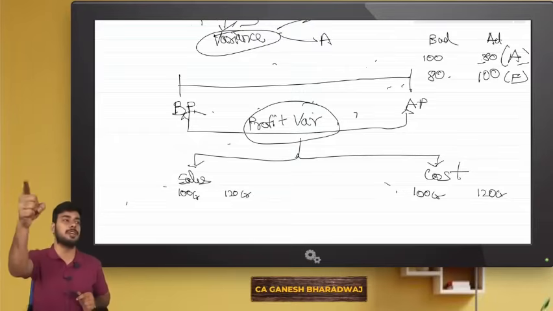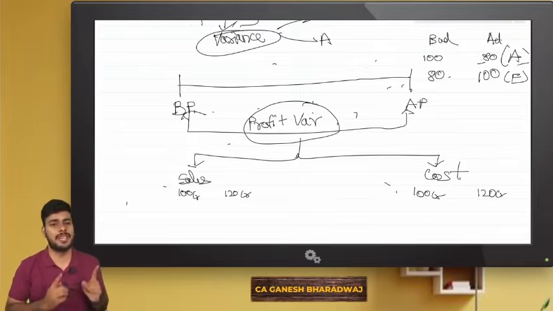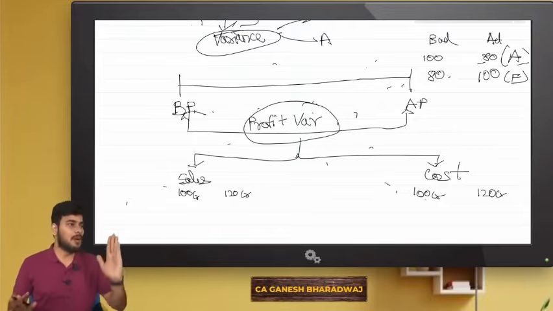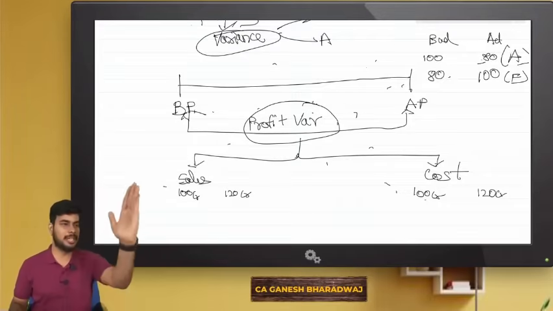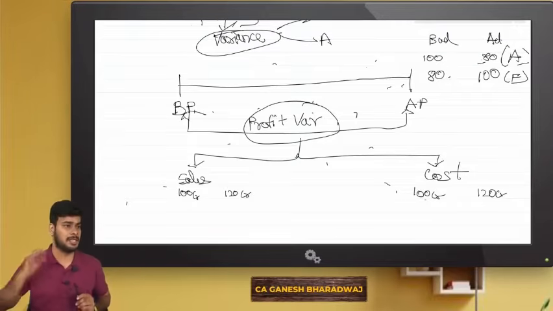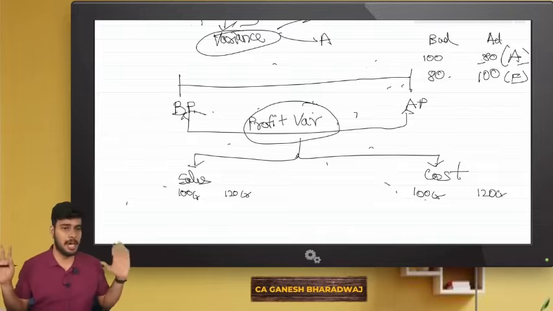And whatever reduces your profit is called an adverse variance. Don't go by the symbol, 120 minus 100, so it is positive or negative. No. What do you mean by a favorable variance? It should increase your profitability. What is an adverse variance? If it reduces your profitability, it's called an adverse variance. Are you clear with this?